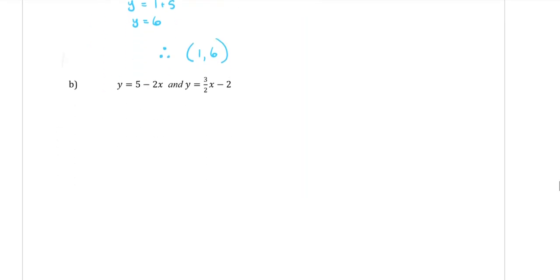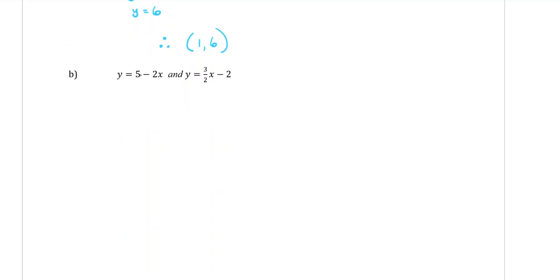Let's try again for question B. We have y equals 5 minus 2x for the first equation and y equals 3 over 2x minus 2 for the second equation. So very similar to the last one, I'm going to call them equation 1 and equation 2, and I'm going to sub equation 1 into equation 2. I'm going to take the 5 minus 2x, which is equal to the y, and replace it in the y for the second equation. 5 minus 2x equals 3 over 2x minus 2.